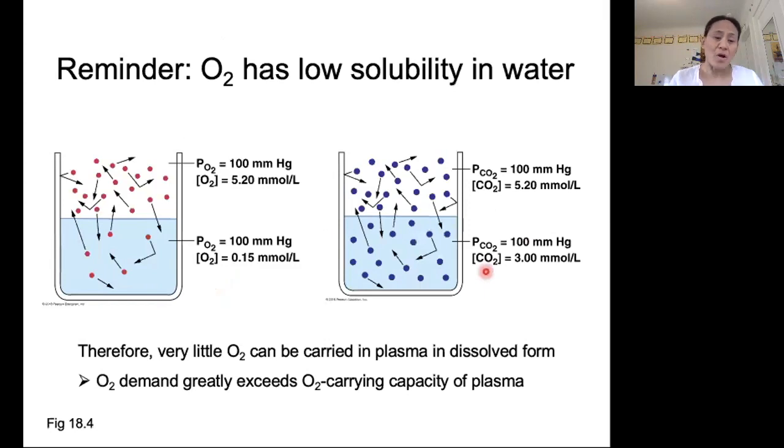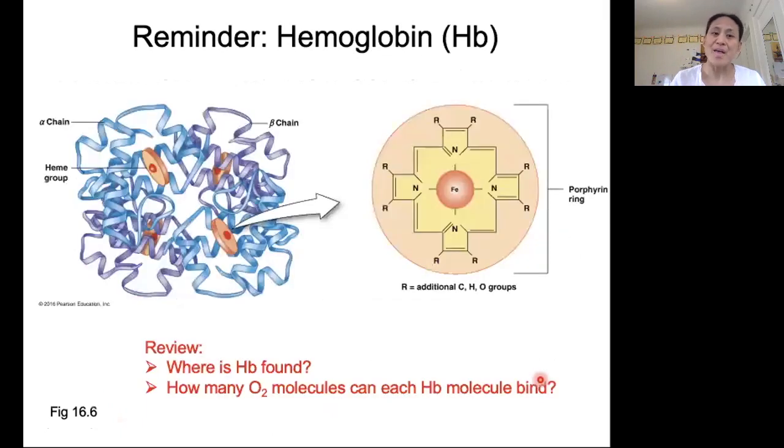Okay, so I want to start by reminding you that oxygen has a low solubility in water. And since plasma is mostly water, that means that we can't carry very much oxygen as dissolved gas in the plasma, okay? So our oxygen demand by our tissues greatly exceeds the oxygen carrying capacity of the plasma. Therefore, we need some other way to carry oxygen in our blood. Okay, the solution to that problem is hemoglobin.